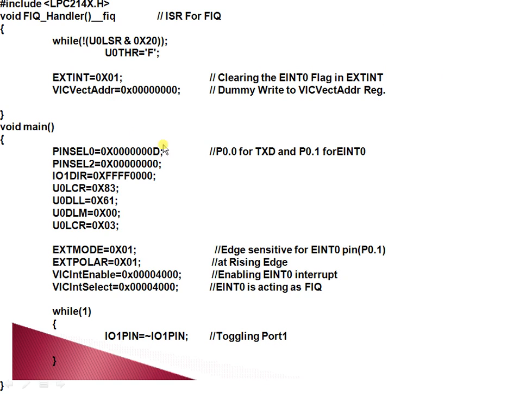Then, as I told you, the VIC vector address register should be written with a dummy value at the end of the ISR. So that's the reason I'm writing it with a dummy value. While executing this ISR, the VIC vector address register will be holding the FIQ_Handler ISR address. Until it holds this ISR address, the processor has to execute the ISR. So I'm writing this register with a dummy value at the end of the ISR. As you write a dummy value, it will come out of the ISR and resume the execution of the main program.